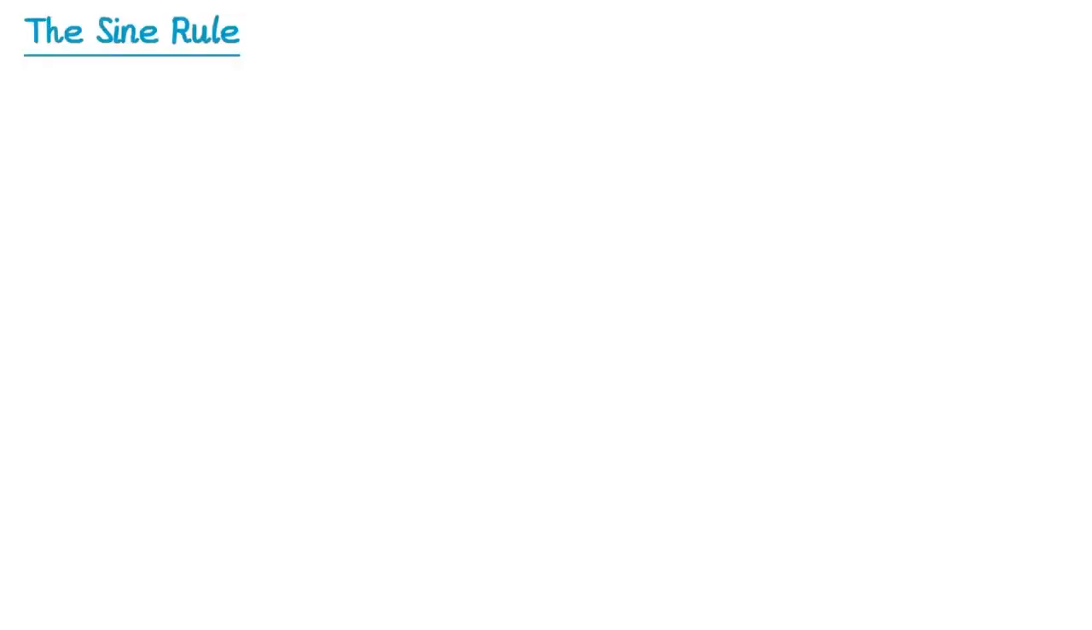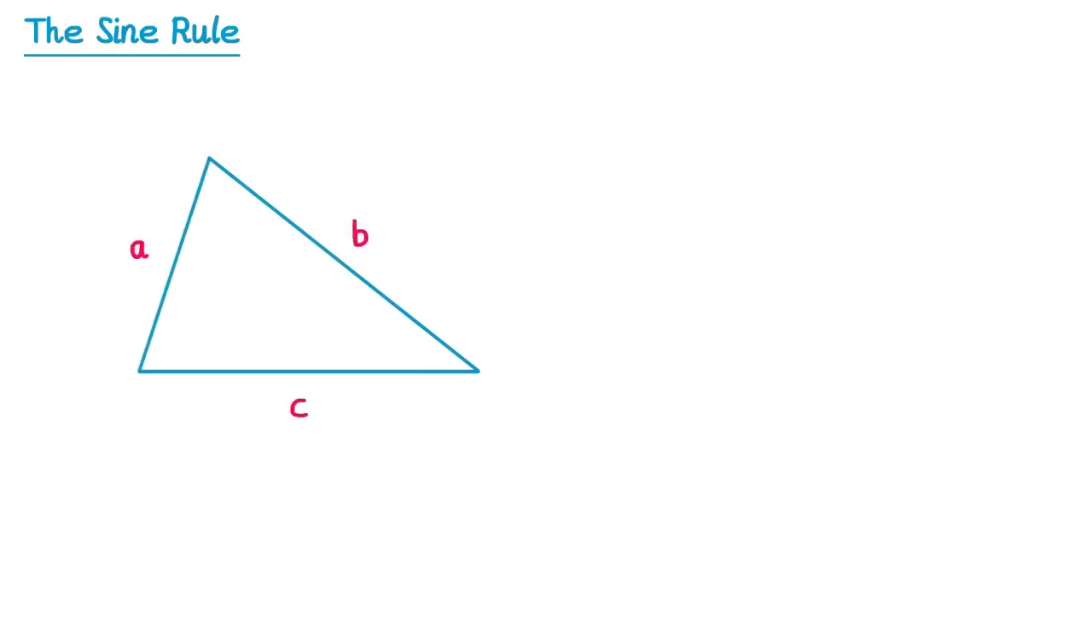In this video, we're going to learn about the sine rule. Let's start by taking a triangle, and we're going to label its sides A, B, and C. Now we're going to label the angles inside this triangle, and we're going to label each of the angles with the same letter as the side that's opposite it.